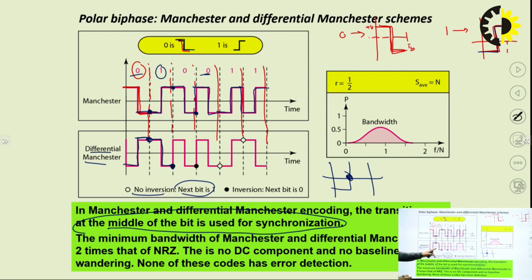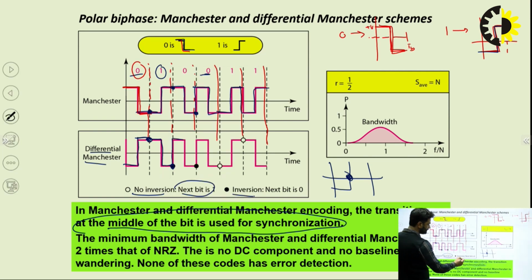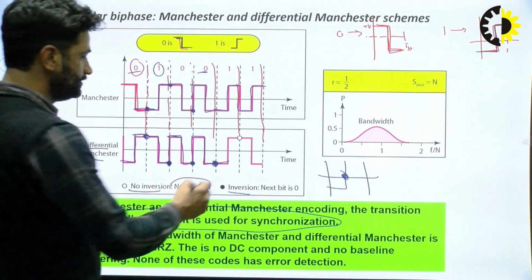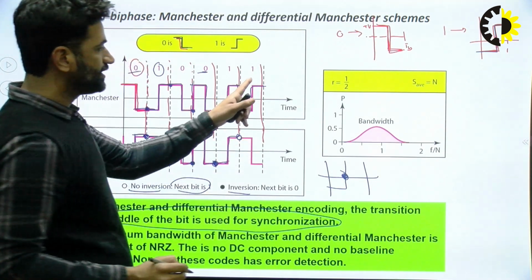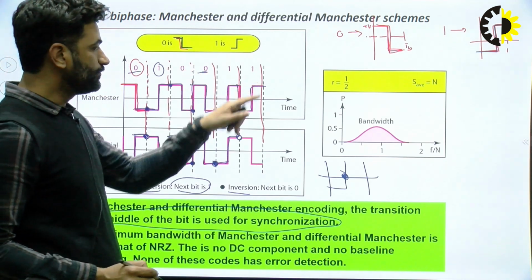Now we will check the next bit. Next bit is 0. If the next bit is 0, inversion. Inversion means if we are at minus V voltage, we have to go up to the plus V voltage. Here we are at minus V voltage, we will go up because we have to do the inversion. After this we have to check the next bit again. Next bit is 0, we have to do the inversion. We will stop at this point. Now the next bit is 1. For the next bit 1, there is no inversion. It will continue from this last point, minus V voltage. Here the next bit is again 1. We will continue from this same point, plus V voltage.